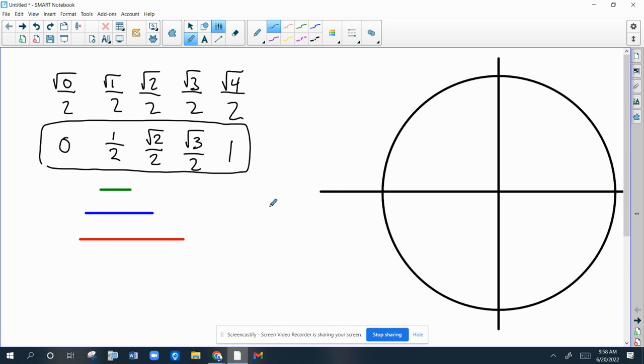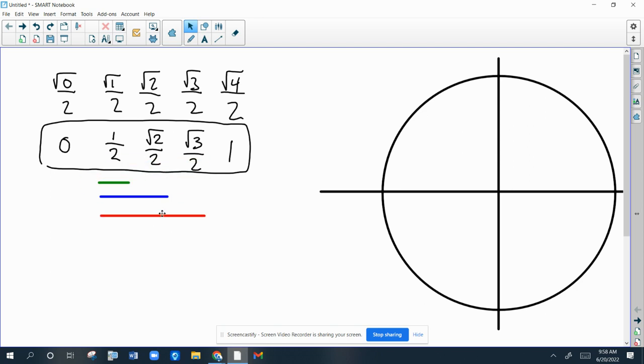Now, we're going to talk about lengths. The length of 0 is obviously nothing. So 1/2, I'm going to call it this length, just arbitrary length. The square root of 2 over 2 is going to be longer than 1/2 because it's a bigger number. So I'm going to call it this length. And square root of 3 over 2 is bigger than all three. I'm going to call it this length. And obviously 1 will be the biggest.